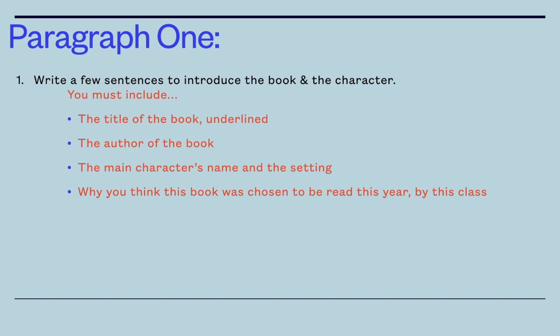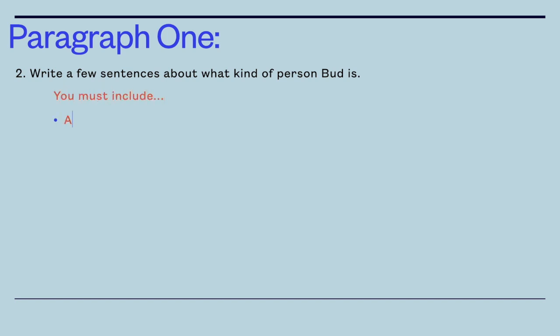So for paragraph 1, that's the first few sentences. Now you're not done with paragraph 1 yet. Now I need you to write a few sentences about what kind of person Bud is. You must include at least one character trait, like he's strong or friendly or kind or a liar. And you have to have at least one physical description. So maybe you're going to have a word that marks his age or his gender or his race, his class, his general appearance. At least one word that refers to that.